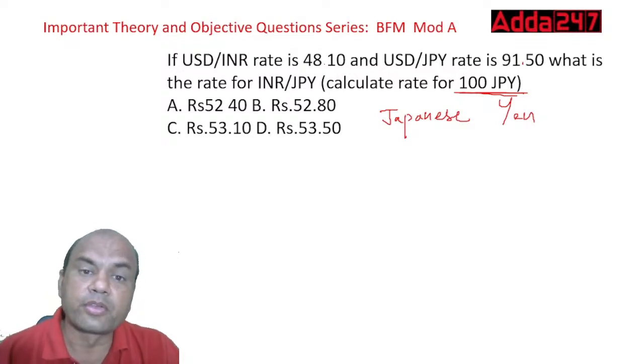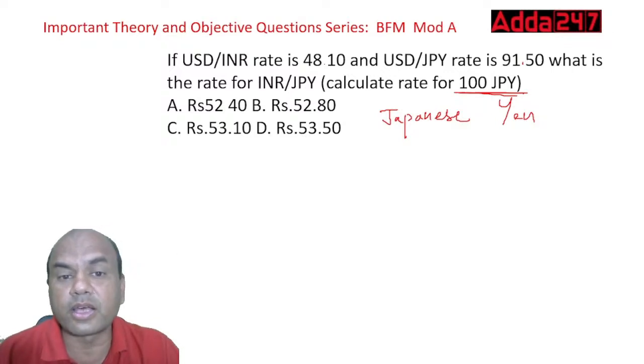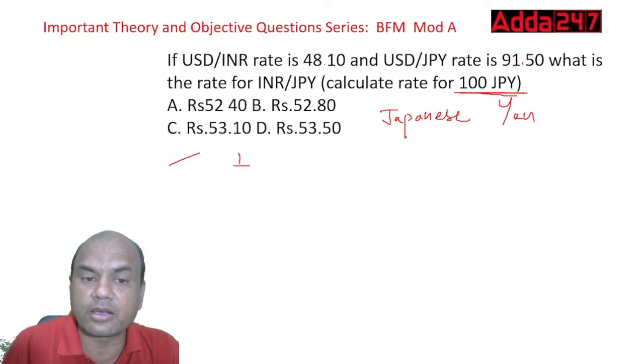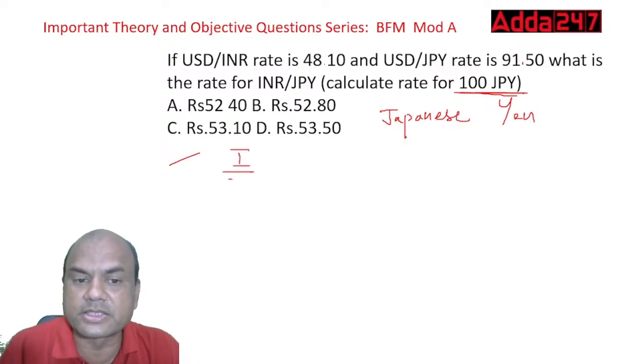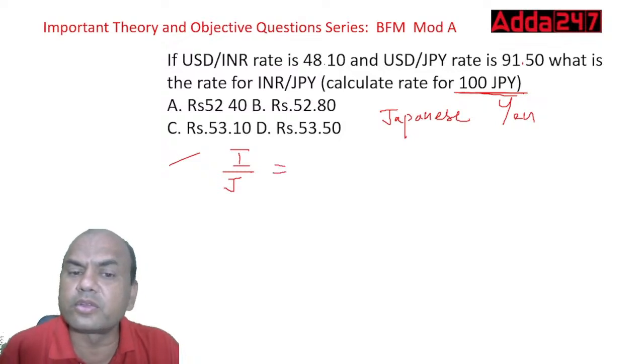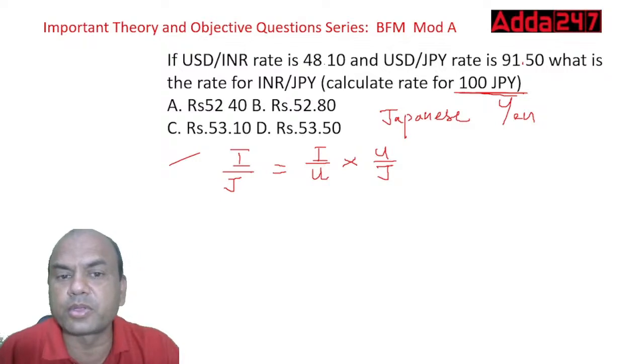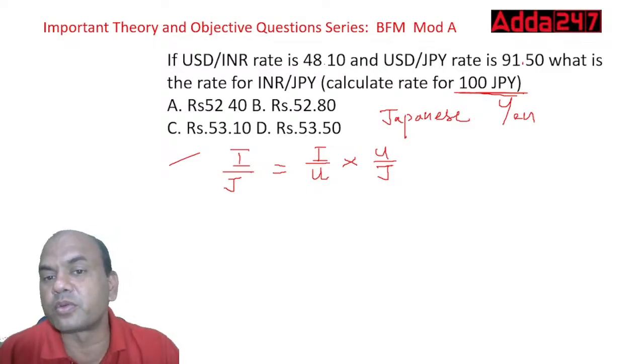So what is the rate now? You want INR to JPY. Here, it is INR to JPY we wanted. I'll write the J over here. So again use the same chain rule: INR to USD into USD to JPY. Are you having both the rates? Are you having INR to USD? See here, USD to INR rate is given. INR to USD into USD to JPY. This is what you want.